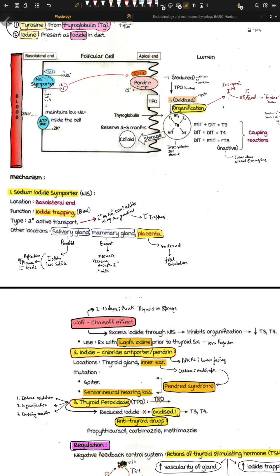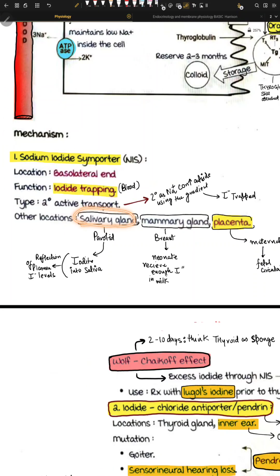So that is the concept of secondary active gradient. Other locations are salivary glands, mammary gland, and placenta. We'll talk about why. Salivary glands, right, the parotid gland. At the parotid, the iodide is put inside the saliva, and it's a reflection of your plasma iodine level, right? Usually salivary glands put the iodide into your saliva, right?